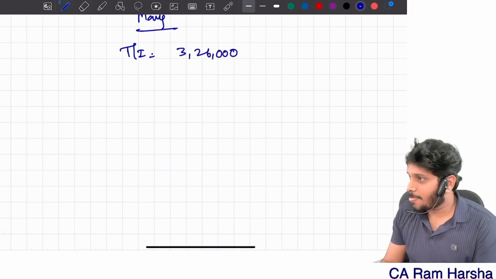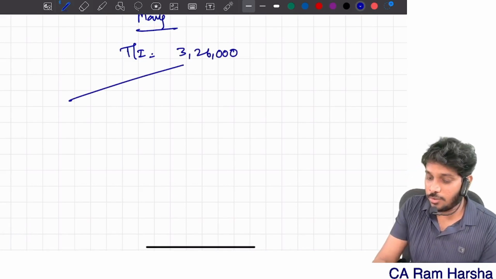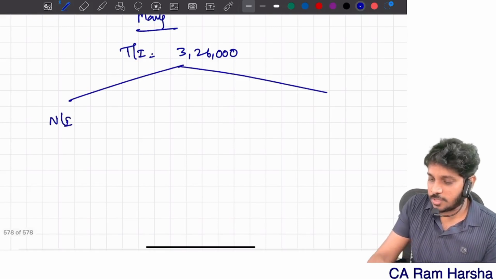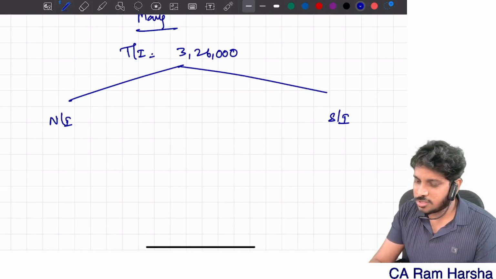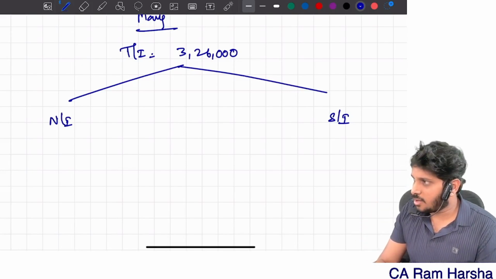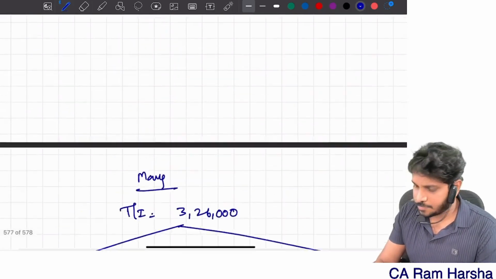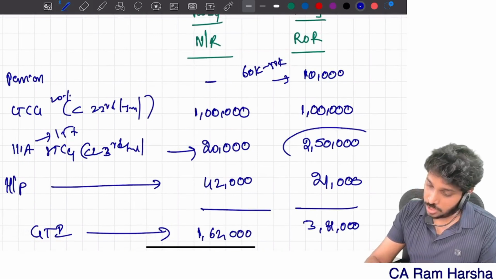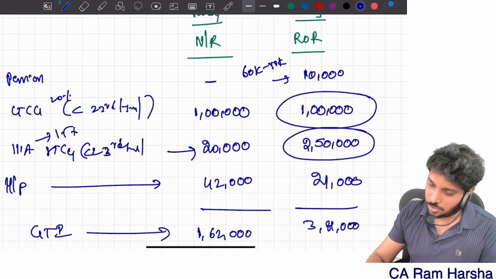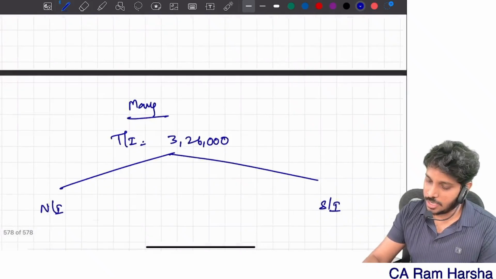Is it right? 3,26,000. Now, normal income is how much? Special income. For Mary, capital gain, long-term is there. Short-term is not there, no? Short-term is also there. Oh, both are there for both of them. Okay, one minute, just let me check. Short-term 2,50,000, long-term 1 lakh. Okay, so big.